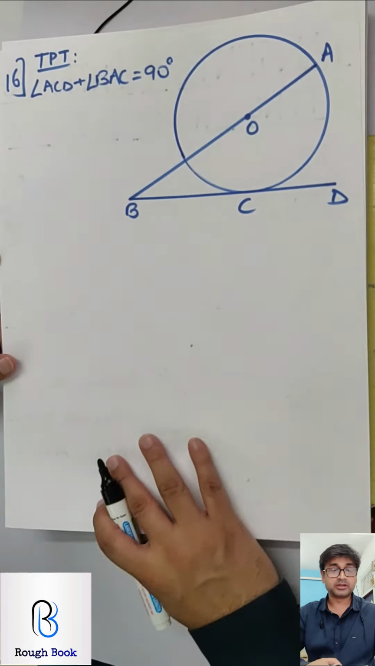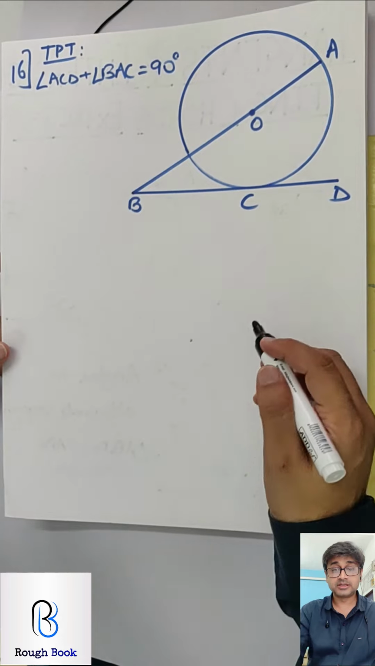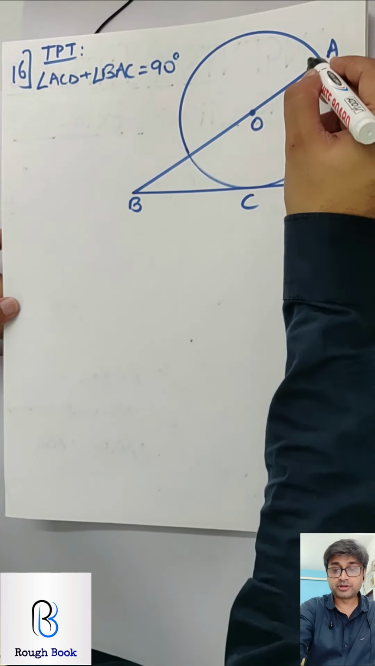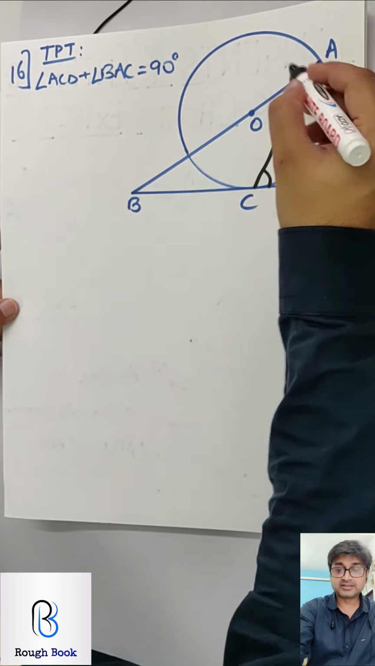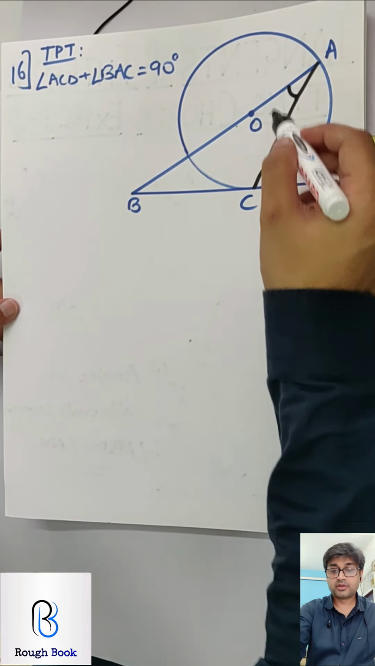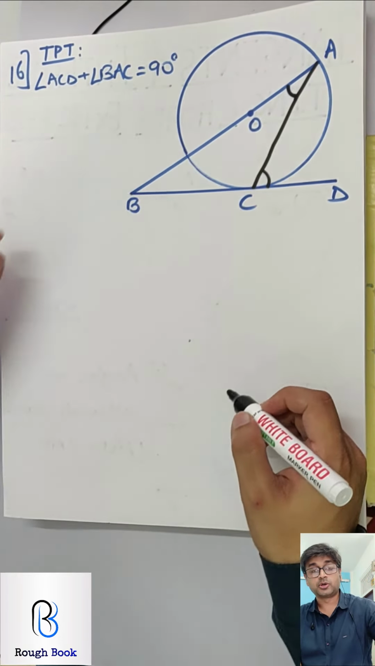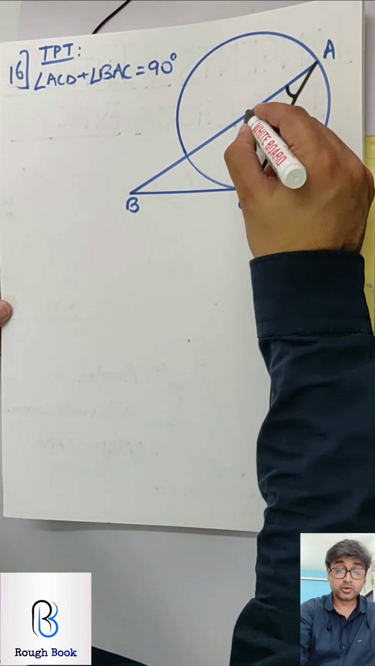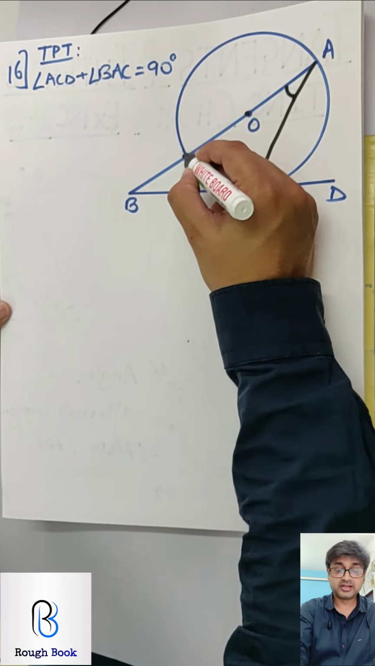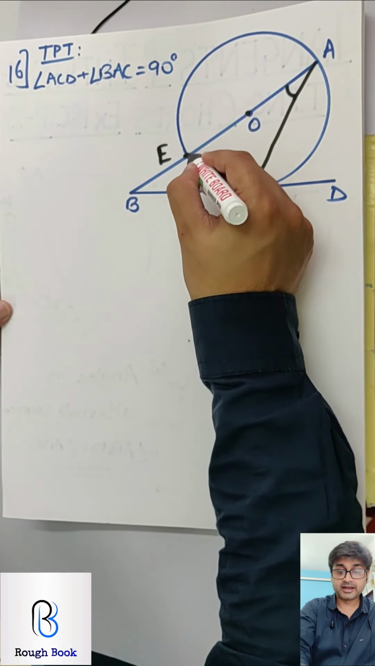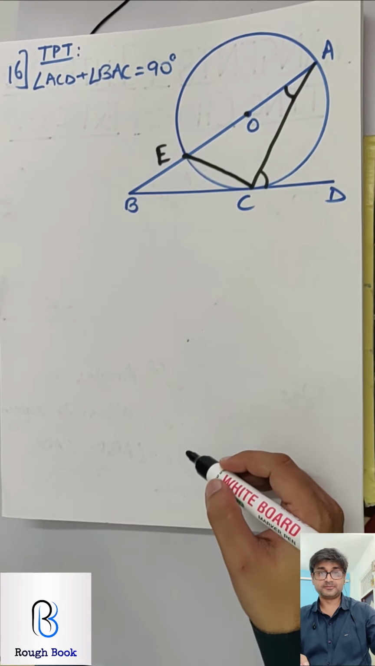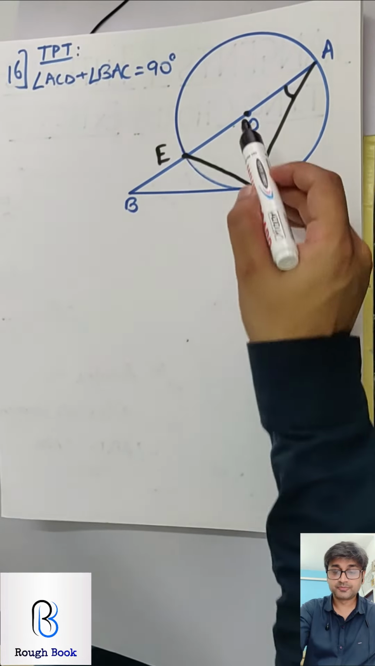So let's hit the second part, sum number 16. They want you to prove that angle ACD, so ACD is right over here, plus angle BAC is this one, the total of these two should be equal to 90, and O is the center of the circle. So let's name this point as point E. Okay, and I'm giving you the clue, connect EC. There, the clue is there with you.